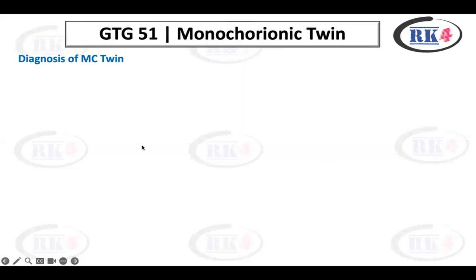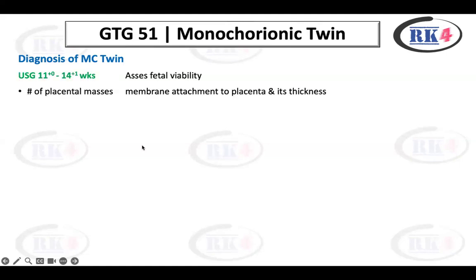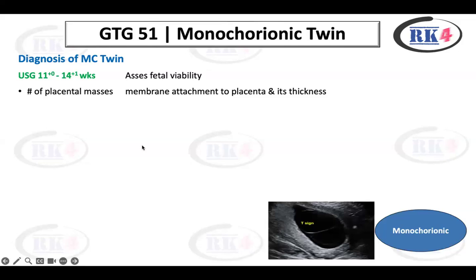So the guideline begins with the diagnosis. How do we diagnose monochorionic twins? That's a very important question. They say that you need to do a booking ultrasound from 11 plus 0 to 14 plus 1 weeks to assess fetal viability, and you look for the number of placental masses and membrane attachment to the placenta and its thickness. The membrane thickness is so important because now they have given this picture, which I have taken from the green top guideline itself. They say that if the membrane is thin and it's like a T sign, that means it's a monochorionic twin, because it's so important to establish the chorionicity.